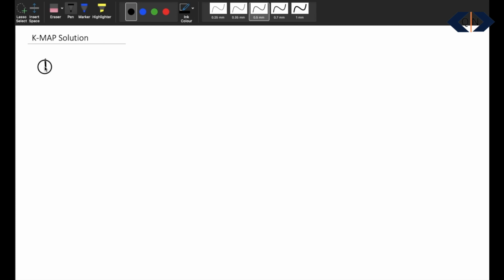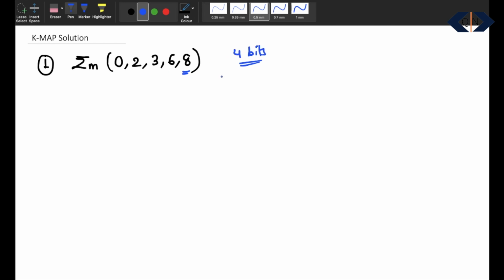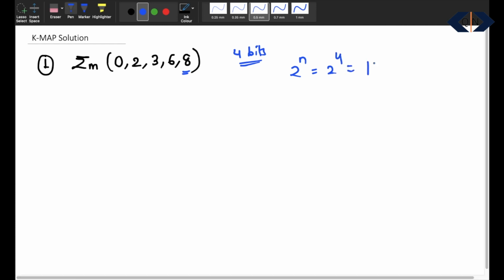So our first question was related to the min term and we have to simplify it. It was 0, 2, 3, 6, 8. So we know how to simplify it. Here the max digit is 8, and to represent 8 we need 4 bits. Since we need 4 bits, how many squares do we need? 2 to the power n, or 2 to the power 4, is equal to 16.